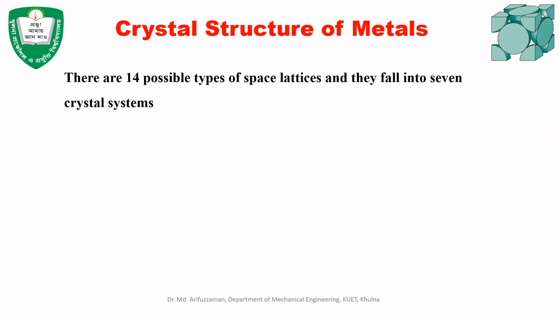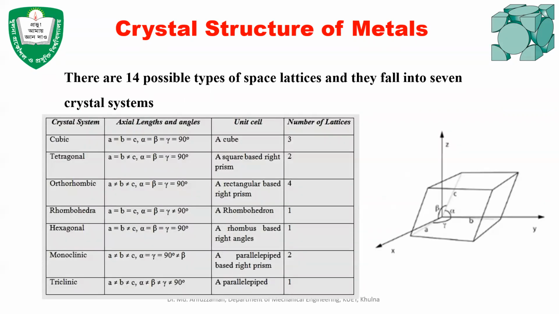And there are 14 possible types of space lattices, and they can be classified into 7 crystal systems, which are shown here: cubic, tetragonal, orthorhombic, rhombohedral, hexagonal, monoclinic, and triclinic. These are the 7 crystal systems, and they are sub-classified further. For example, the cubic crystal system can be classified into 3 groups.